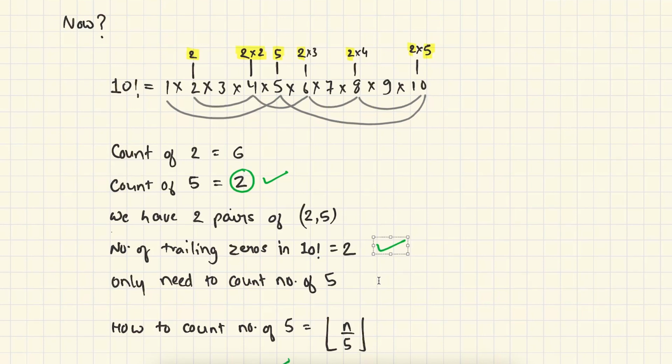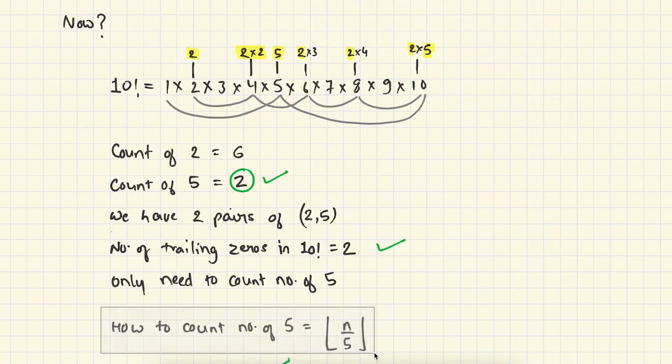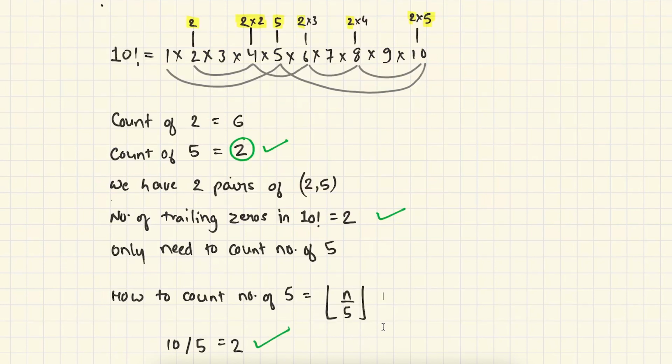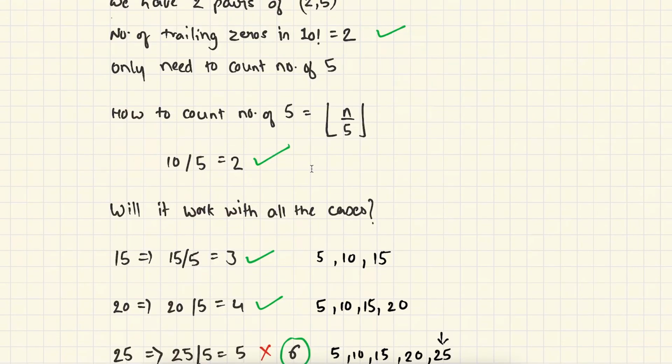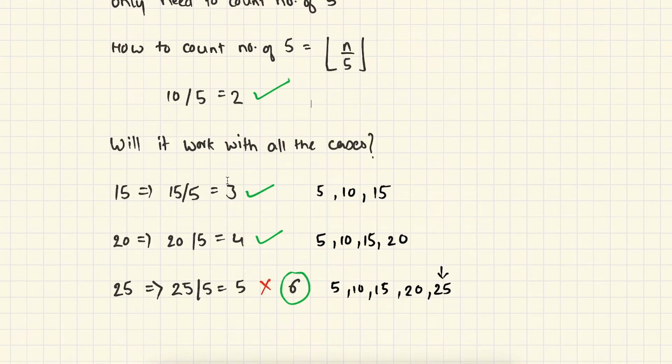Now the question is how to find the number of 5's in any number's factorial. It's simple. If you divide the number by 5 and take the floor, you get the number of trailing zeros. If we divide 10 by 5, we get 2, so the factorial of 10 has 2 trailing zeros. Is it going to work in all the cases? Let's see other cases also. In case of 15, if we divide 15 by 5, we get 3, and the factorial of 15 has 3 trailing zeros. Here 5 is contributing one 5, 10 is contributing one 5, and 15 is contributing one 5. So far so clear, that's great.